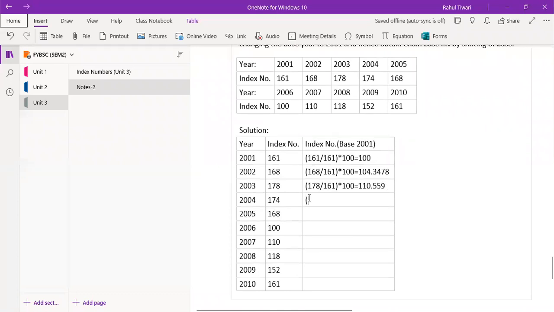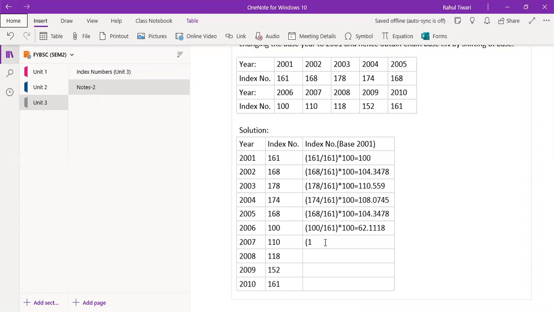So 174 divided by 161 multiplied by 100, 108. Yes. 168 divided by 161 multiplied by 100, which we will again get the answer. And 100 divided by 161 multiplied by 100 will get the answer.